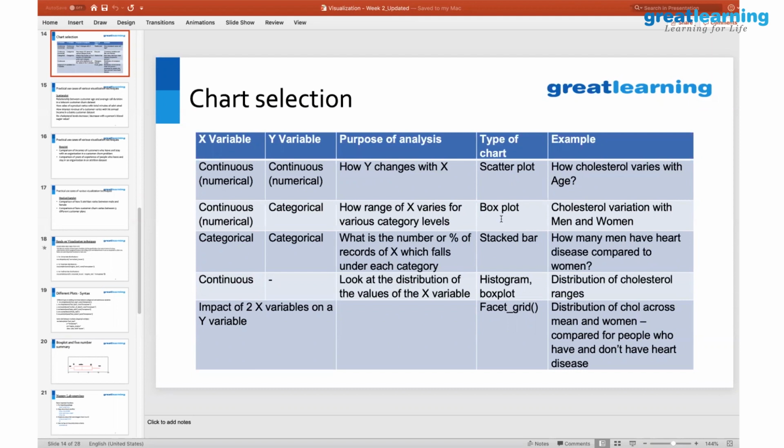What is the minimum value? What is the maximum value? What is the first quartile? What is the median, also called the second quartile? And what is the third quartile? So the order would be minimum, first quartile, median or second quartile, third quartile, and maximum. These 5 values are represented by a box plot. We'll look into how a box plot looks.